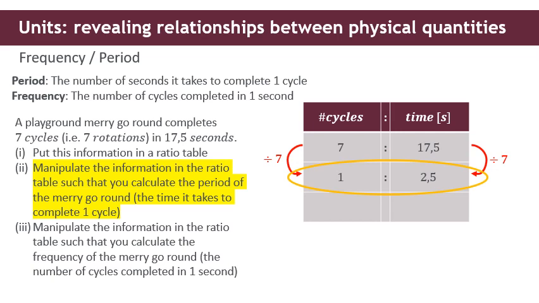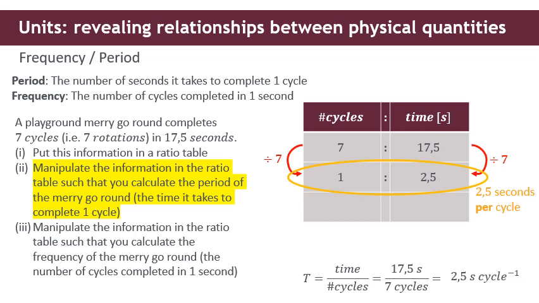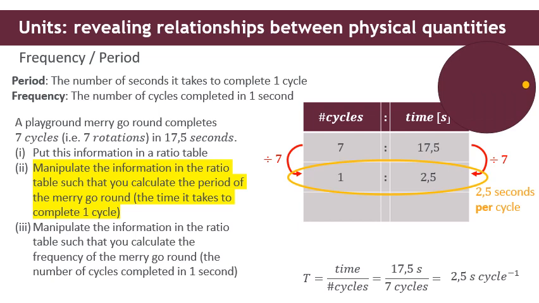Can you say that second line of the ratio table using the word per? 2.5 seconds per cycle. There it is in formula form. If you prefer that, 17.5 seconds divided by 7 cycles gives you 2.5 seconds per cycle. And could you explain to your grandmother what that means? Gran, it means in order to complete one rotation or one cycle, it takes 2.5 seconds.